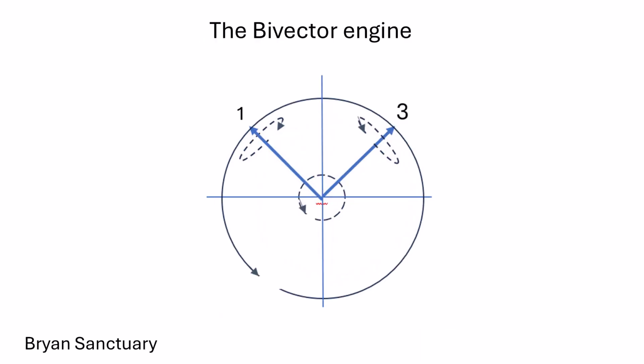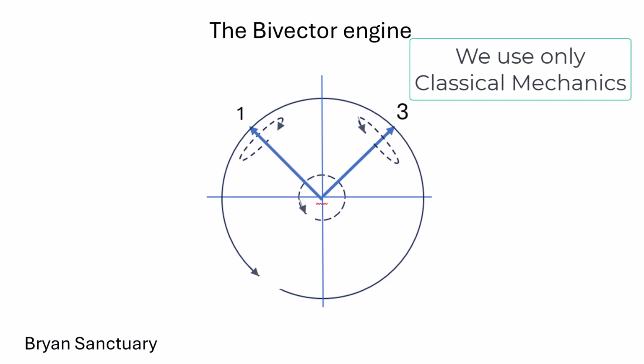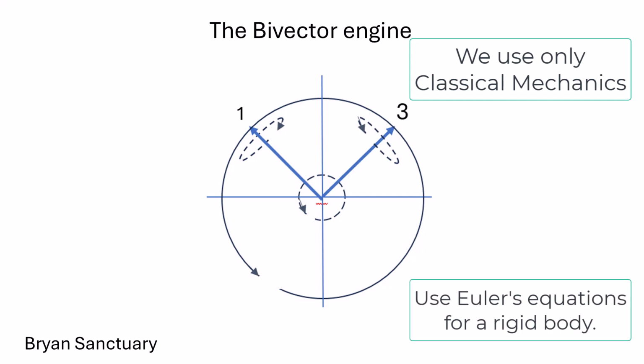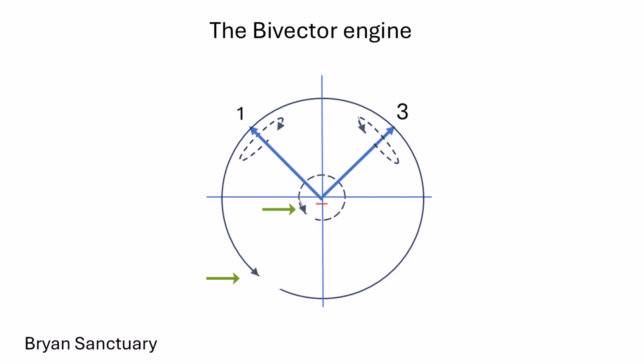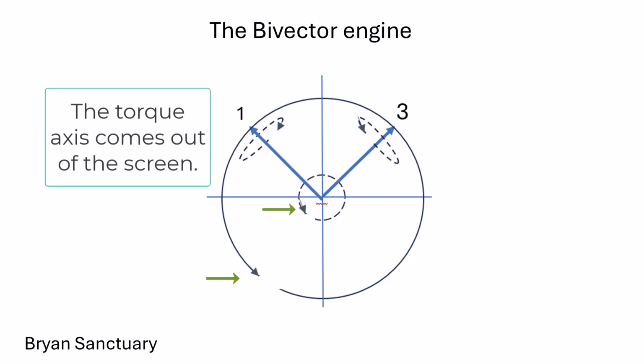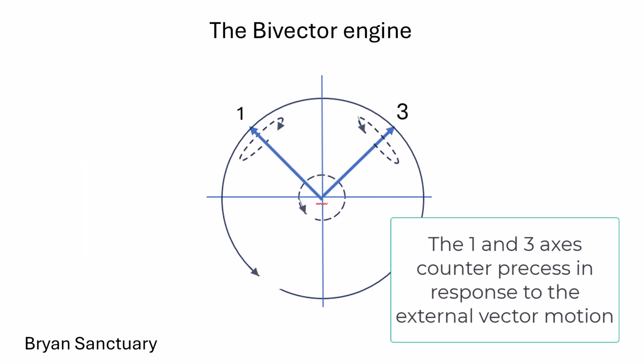All the results here are from classical mechanics, and we use Euler's equations for a rigid body. A bivector is nature's smallest engine. Imagine that we spin about the two axes. That is massless and comes out of the screen. As it spins, the torque causes a response of the two internal axes.